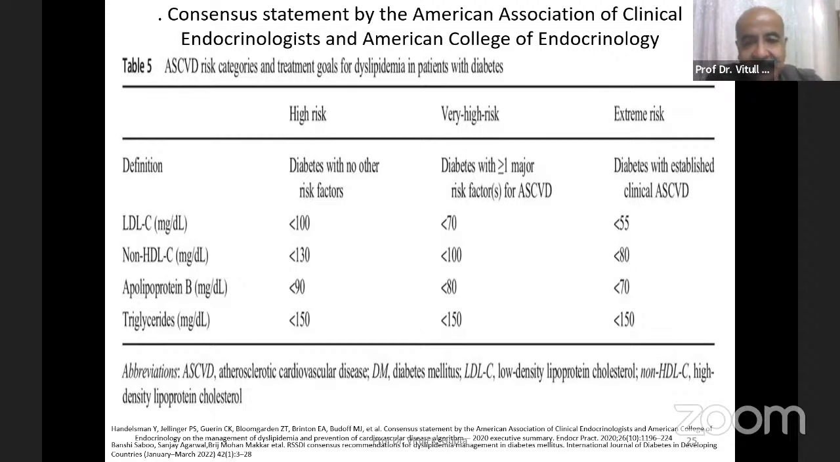If we see this slide, for extremely high risk in the Indian population we consider it to be less than 30, but here it is 55. All the other goals are a little bit higher as compared to the Indian population. That is why we are discussing that the Indian atherosclerotic cardiovascular disease population is at a little bit more risk than the Western population. So the Indian population needs to have lower goals of LDL-C as well as non-HDL-C levels as compared to the Western population. Next slide.